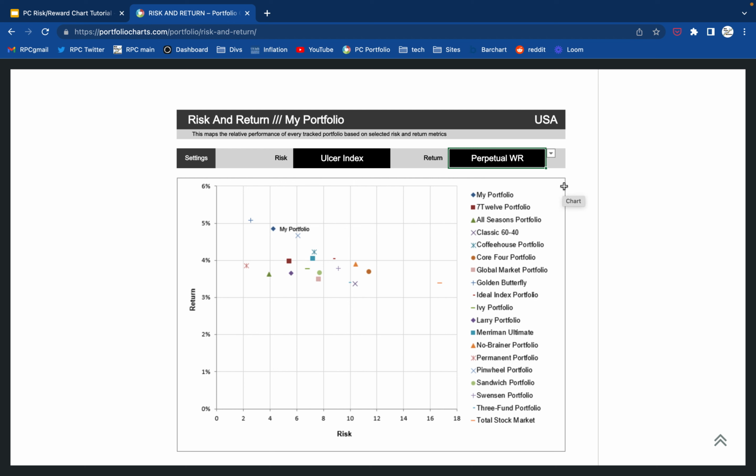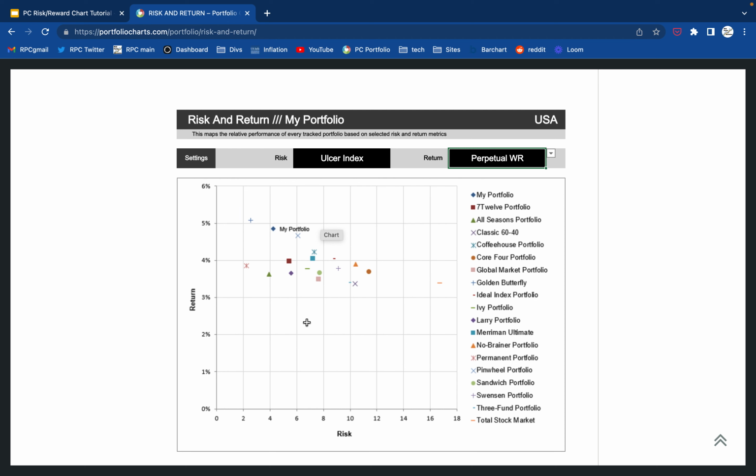I like perpetual withdrawal rate, and it gives us a sense of really what can we take and still leave something to the next generation. All right, so there we go. There's the golden ratio portfolio coming in quite strong, a little bit lower in terms of return from the golden butterfly, and a little bit more risky. So in this case, the golden butterfly would be the best portfolio for these metrics.